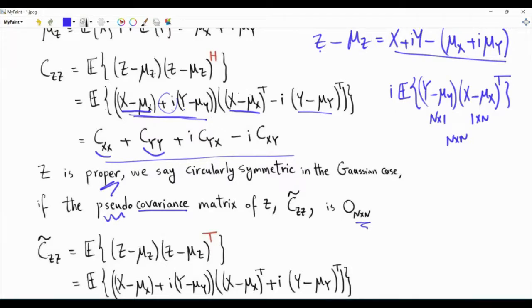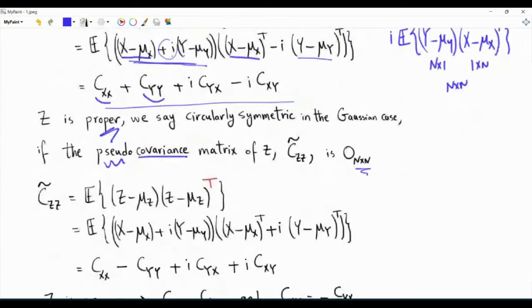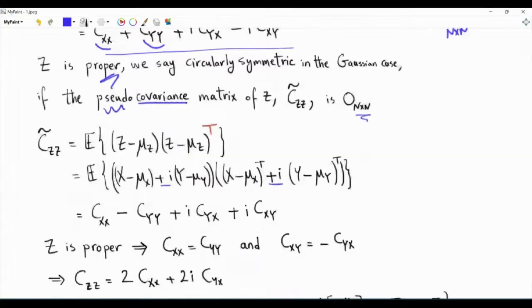So the real part gets transposed, the imaginary part gets transposed, and plus i becomes minus i. Here we do not do complex conjugation, and so plus i here remains as is. And so when we multiply the two brackets together, we will get Cxx when we multiply these two guys and apply expectation.